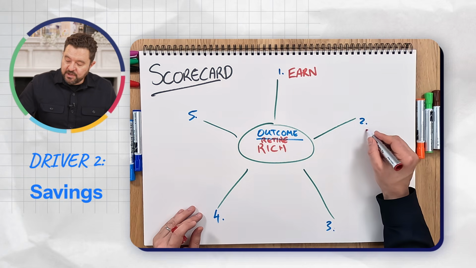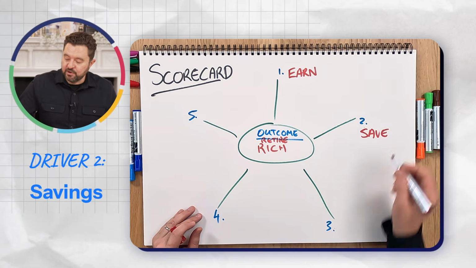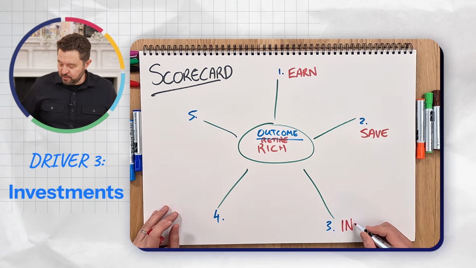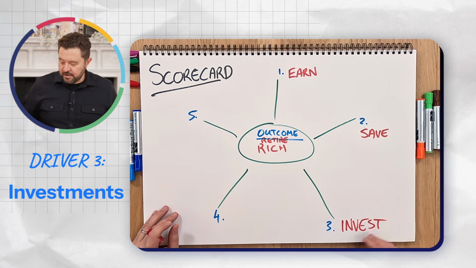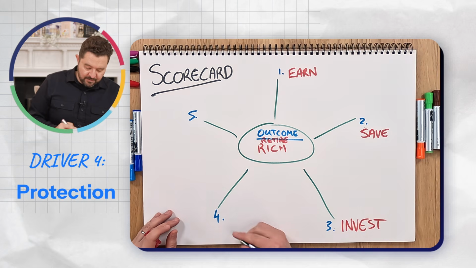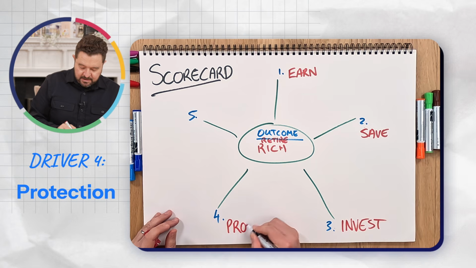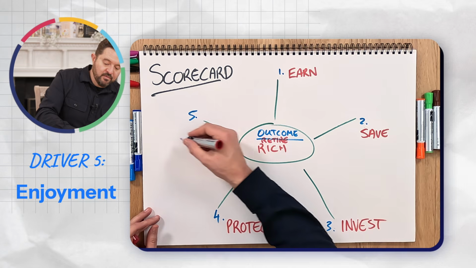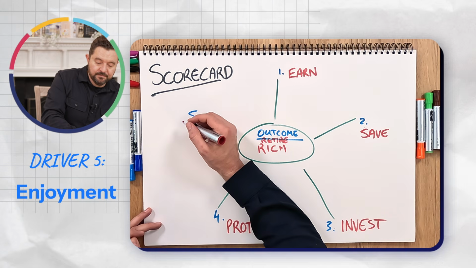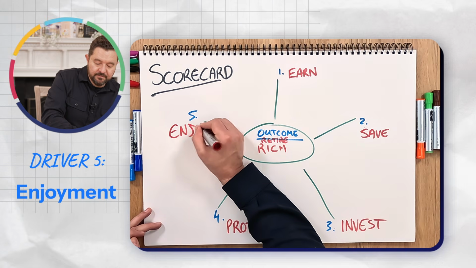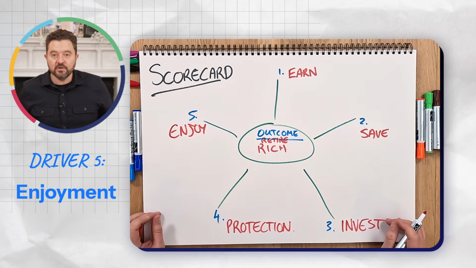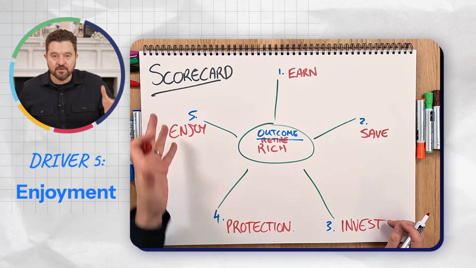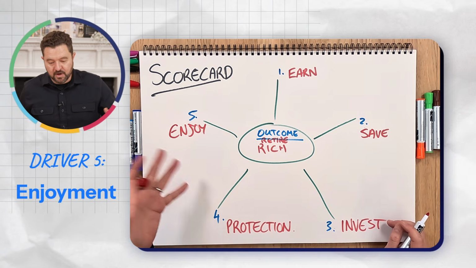Driver number 2 could be your ability to save. How much can you put aside every week in order to save money? Number 3 could be how much you invest, right? And the quality of your investments. The number 4 might be to protect. And number 5 might be the ability to enjoy your money so that you feel safe, secure, and you feel like you've got clarity, and you feel like no matter what happens, you've got peace of mind, right? So peace of mind, enjoyment, let's say.